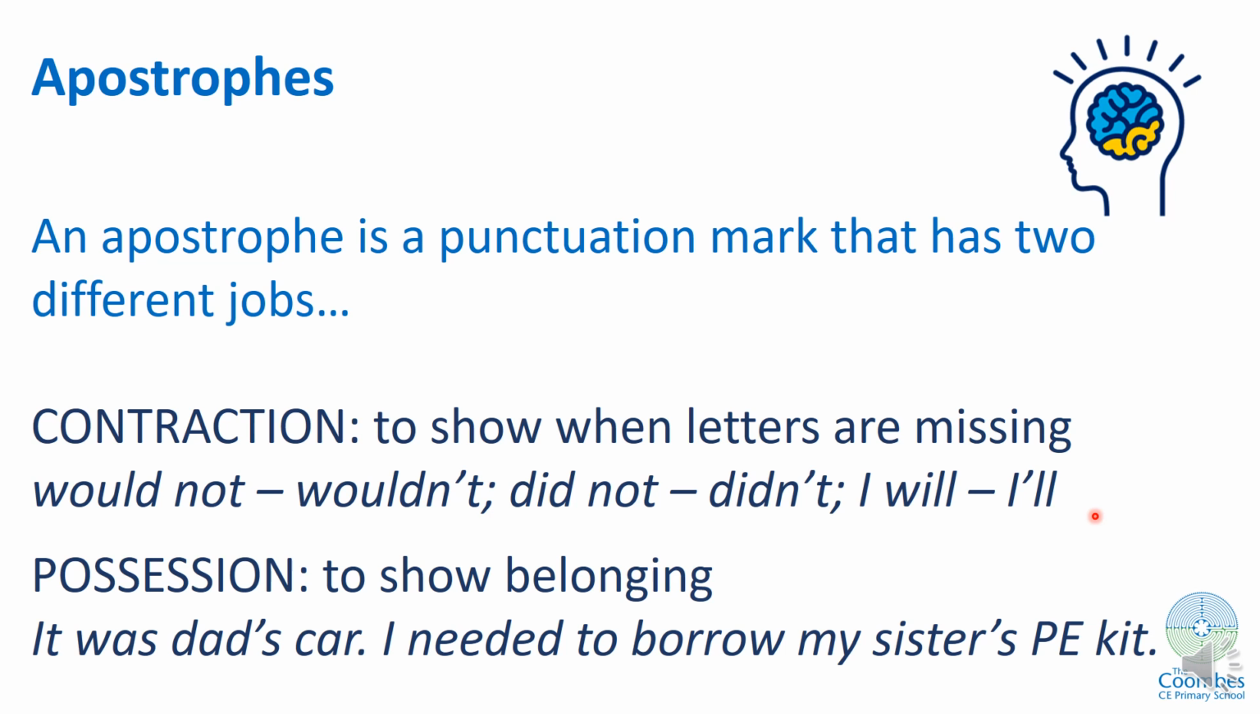The second job of an apostrophe is to show belonging. So there are examples here for you. It was Dad's car. The car belongs to Dad, and we show that by using an apostrophe S. I needed to borrow my sister's PE kit. The PE kit belongs to your sister, and we show that it belongs to the sister by using an apostrophe S. These are a little bit trickier to get the hang of.